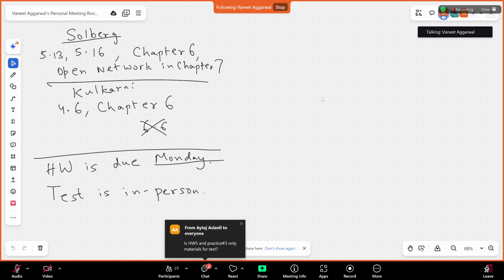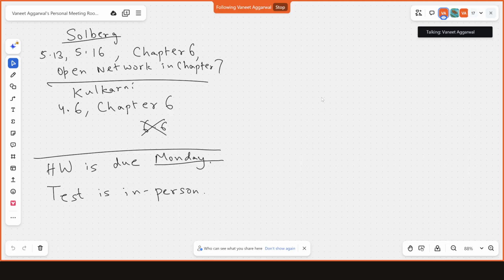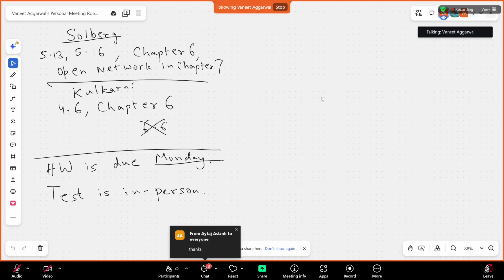Tab 5 and practice 3, are they the only materials for the test? That's a question in the chat. Yes, those are the key things that we have given for this particular test.